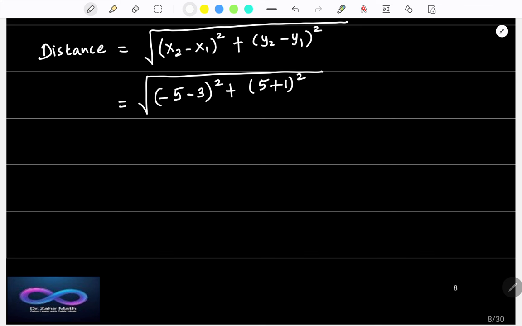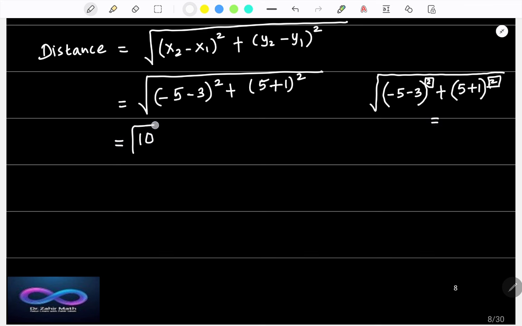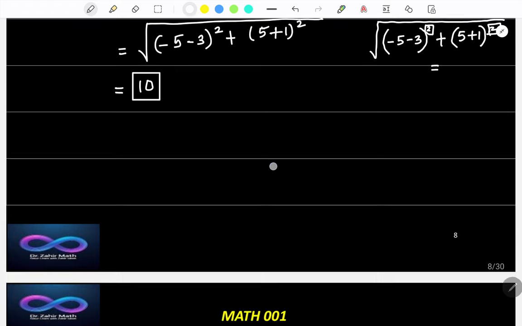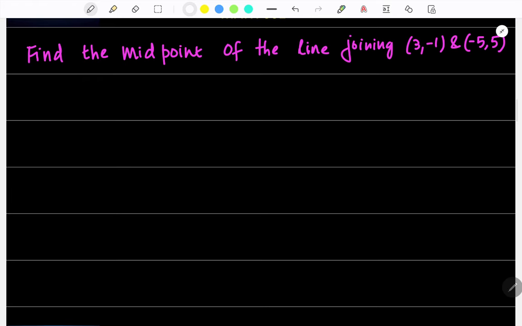Please take your calculator and type carefully: square root full, then open the bracket, minus 5 minus 3, close the bracket, put the 2 outside. Then plus, bracket open, 5 plus 1, close the bracket, and then power 2 outside. Press equal and you will get the answer 10. Clear? Let us go to the next question.